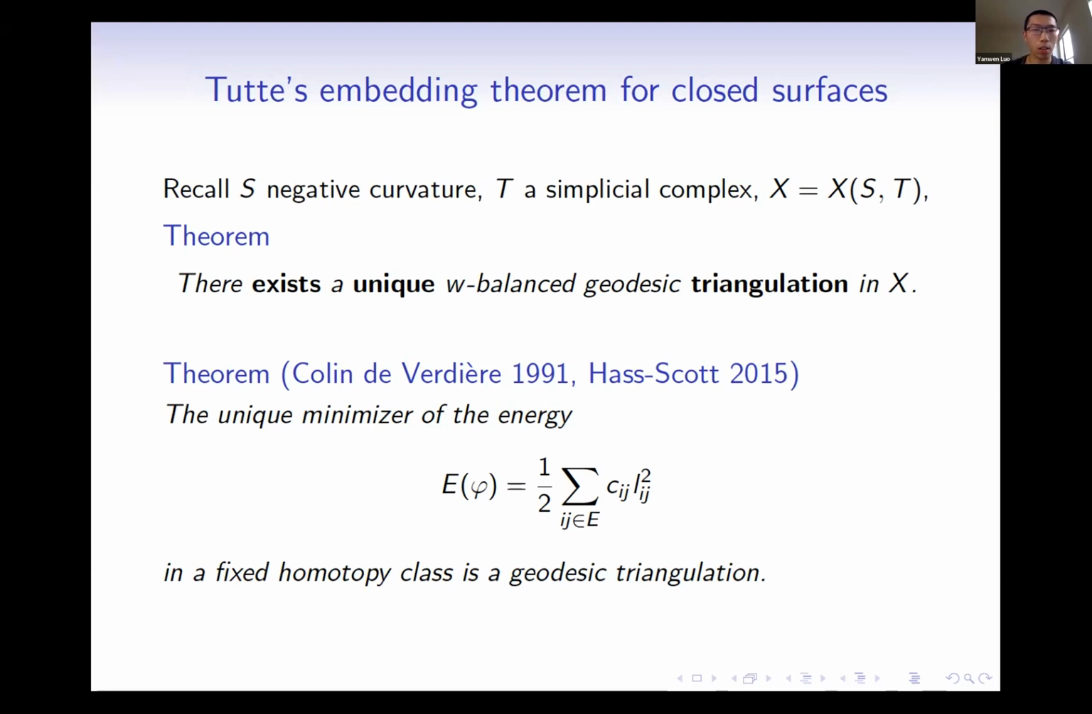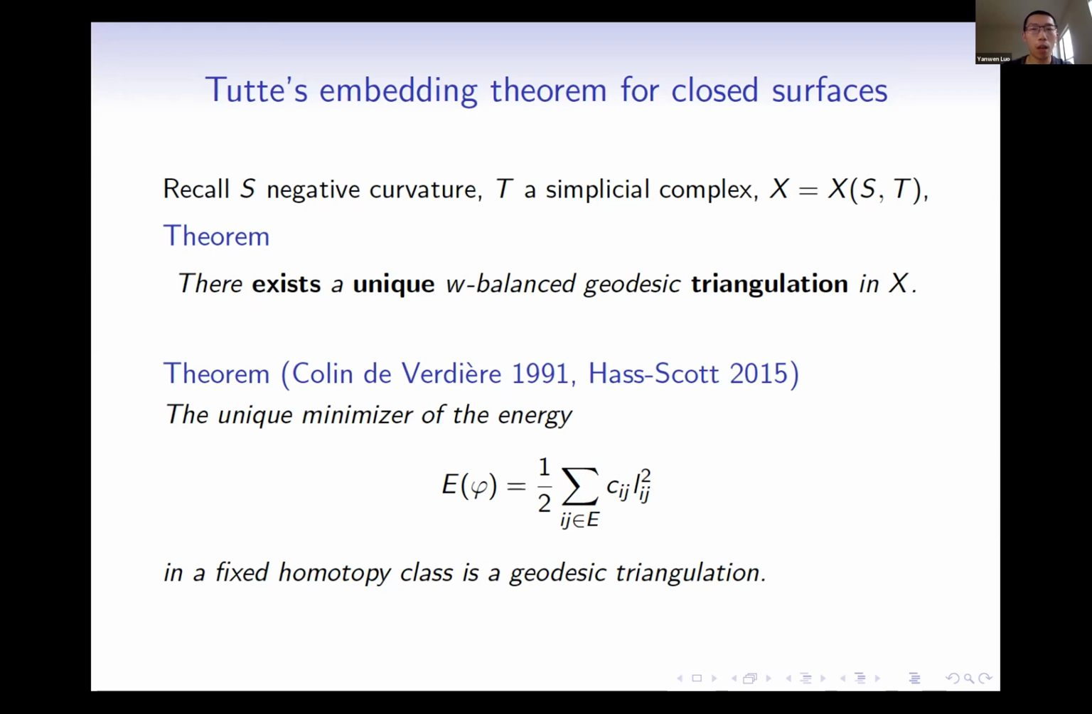Again, all the weights here are going to be positive. So that's a weighted sum of the length squared of any embedding of the one skeleton of this triangulation. And as long as the surface has negative curvature, then this energy in some sense will always be convex. So we're going to have a unique minimizer. And it shows that this minimizer will again produce a geodesic triangulation, so no intersection of edges and no collapsing of triangles.